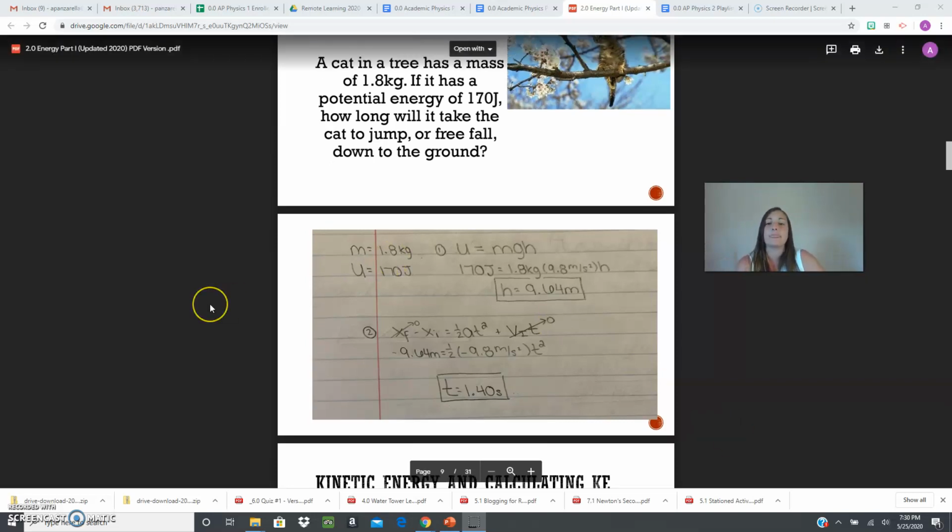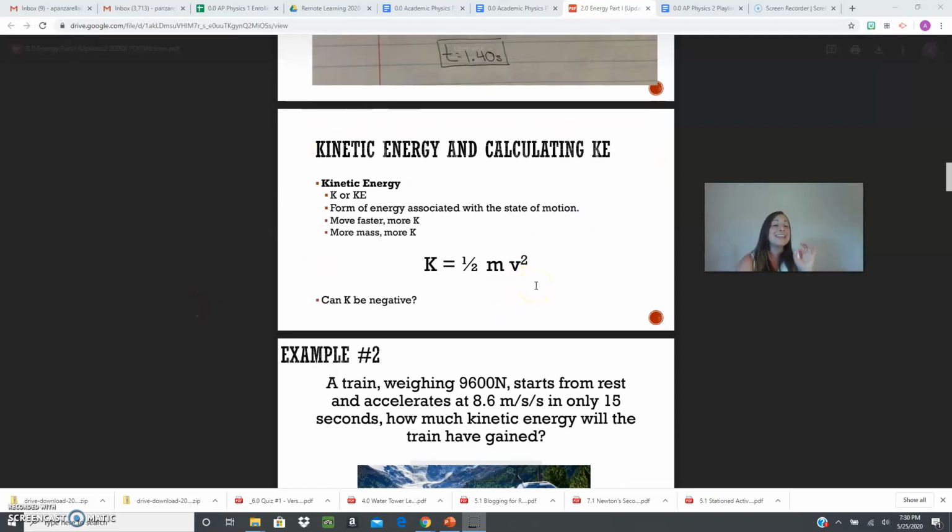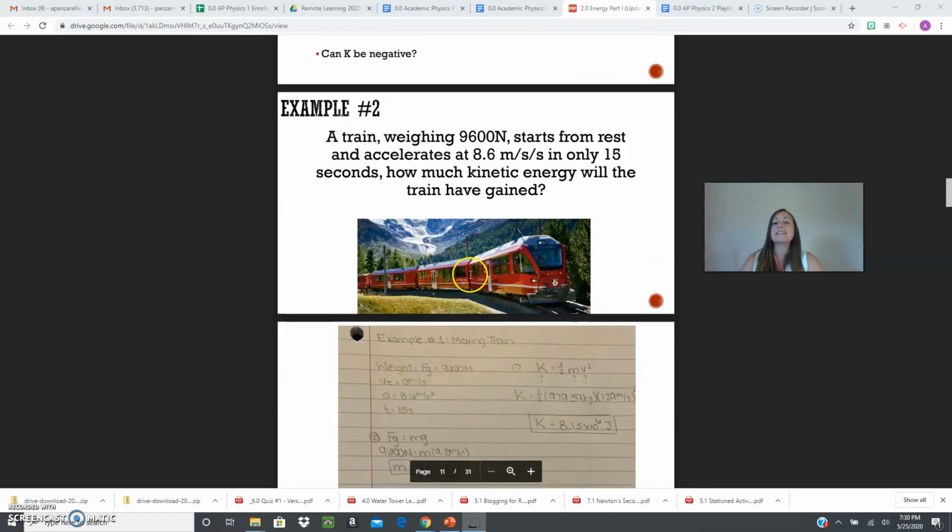So really, something that's path independent because it was a gravitational force, and using that information with kinematics, we can solve for time. Now, the next thing that we could talk about is kinetic energy. So the energy that you have that is associated with motion. So K is equal to 1/2 mv squared. We can use this in example 2 where we're looking at the train.